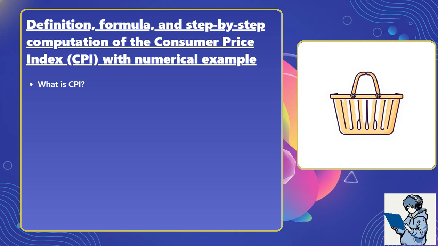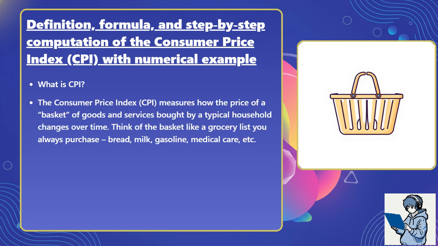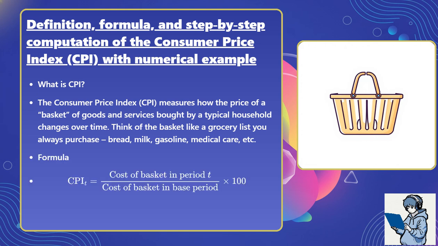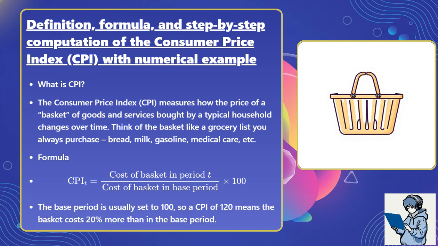What is CPI? The Consumer Price Index (CPI) measures how the price of a basket of goods and services bought by a typical household changes over time. Think of the basket like a grocery list you always purchase: bread, milk, gasoline, medical care, etc. Formula: CPI_T equals cost of basket in period T divided by cost of basket in base period times 100. The base period is usually set to 100. So a CPI of 120 means the basket costs 20% more than in the base period.